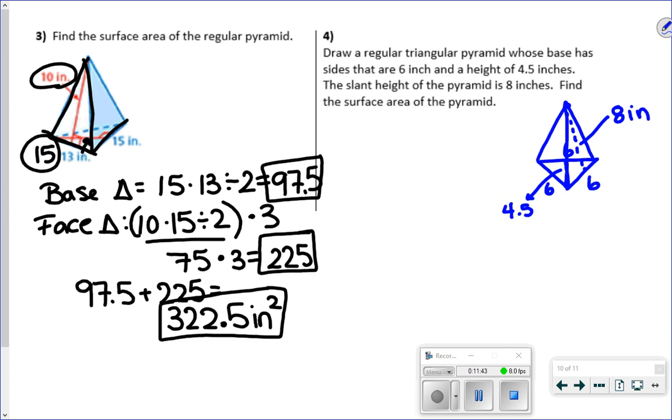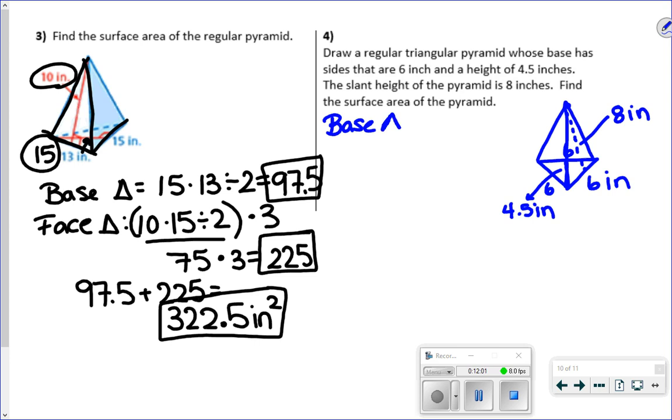Okay. So now that I have that set up, I'm going to go ahead and solve for my surface area. I'm going to start with my face triangles. Actually, sorry, I'm going to start with my base. I always start with my base. It doesn't really matter. But since that's what I normally do, that's what I'm going to do here.